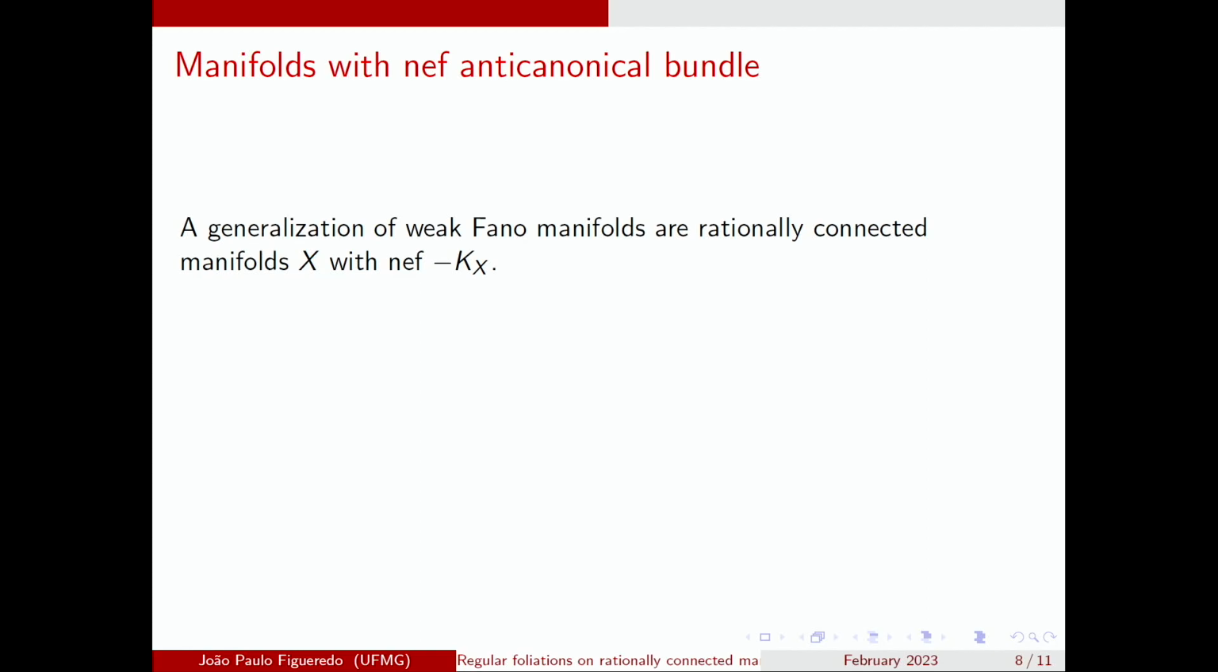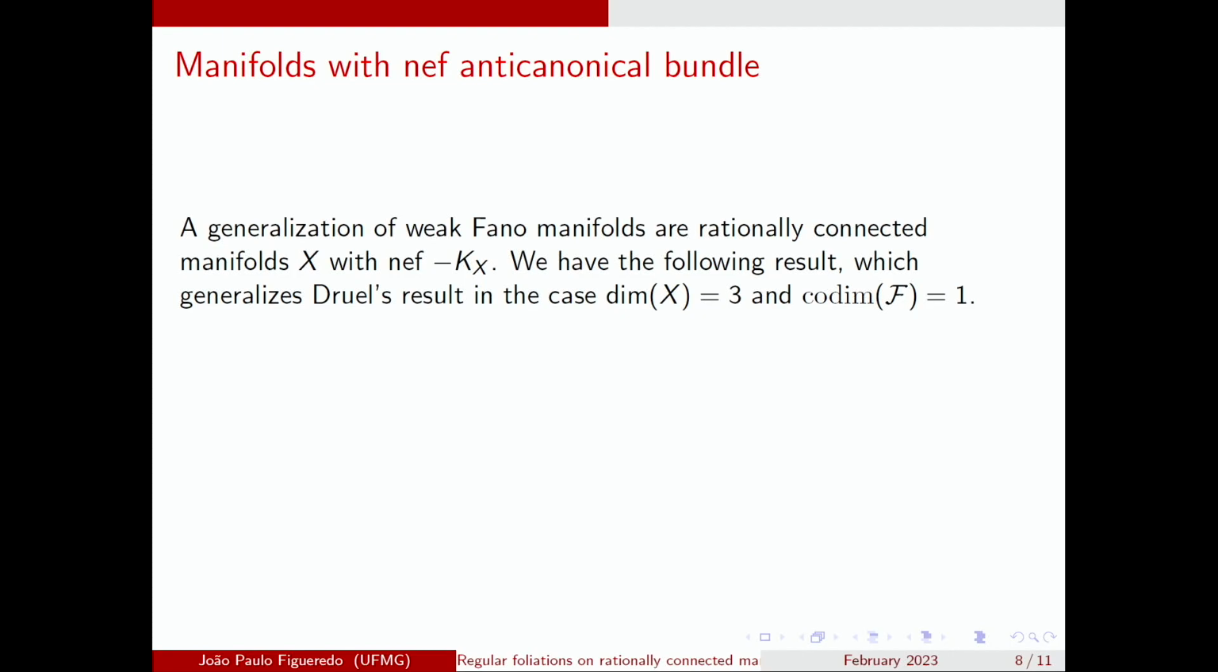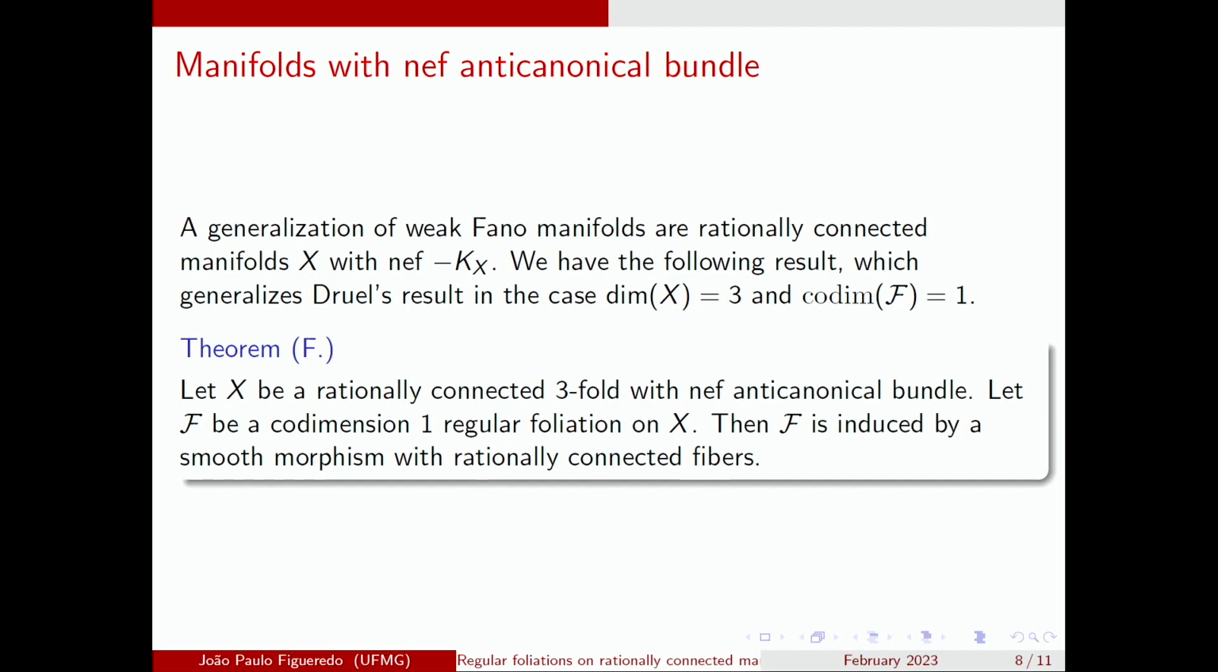So my result is a generalization of Druel's result. I show the conjecture for manifolds which are rationally connected and have nef anticanonical bundle. If you remember, for weak Fano manifolds, the anticanonical bundle is nef and big. So I remove the condition big and keep the nef condition. And I show the result in the case where the dimension of the manifold is 3, and the codimension of the foliation is 1. So this is the result.